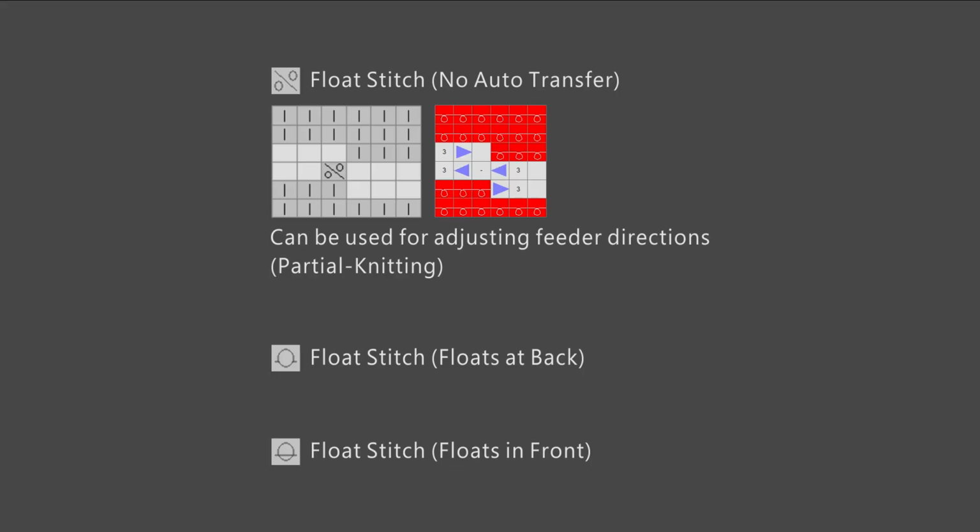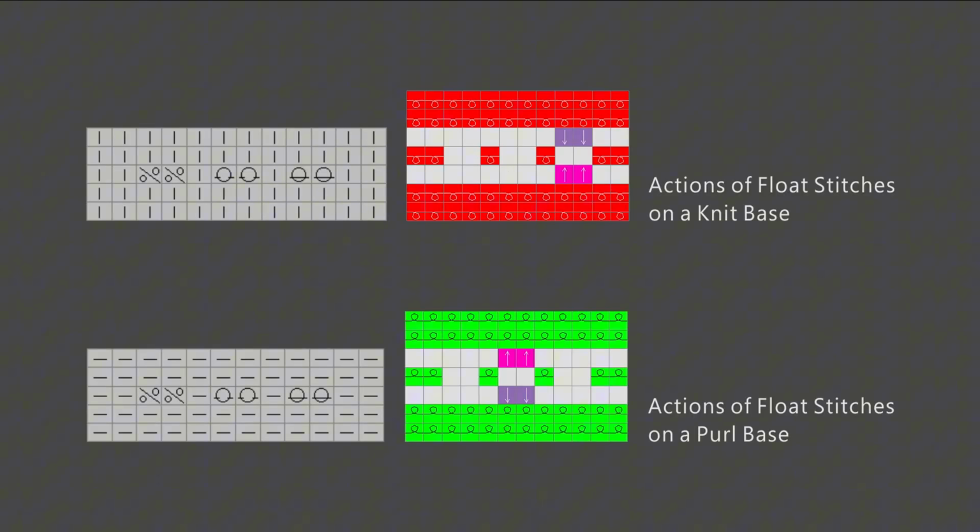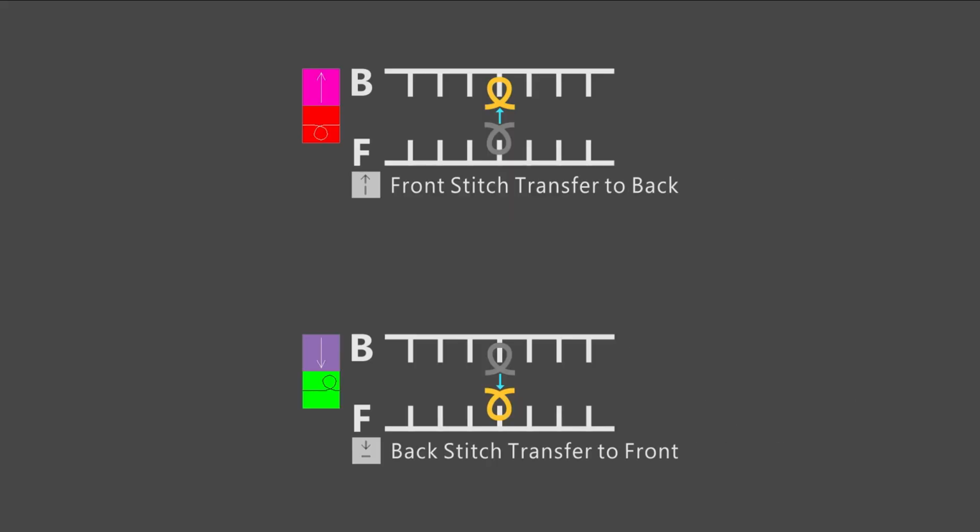Moving on to float stitches, there are three types of options available. You can see the differences in the auto transfers generated. Most of the common knit and transfer options are provided in SmartGraph.